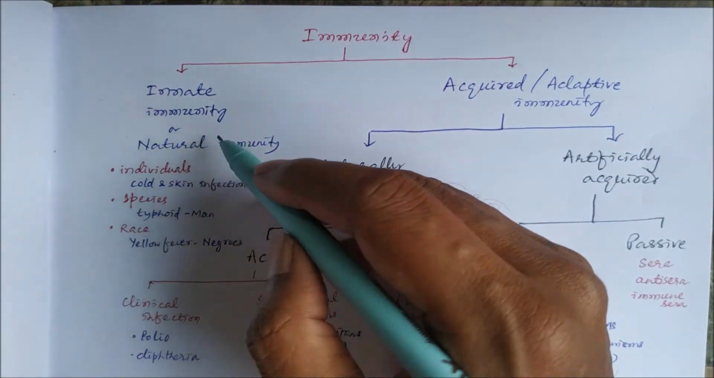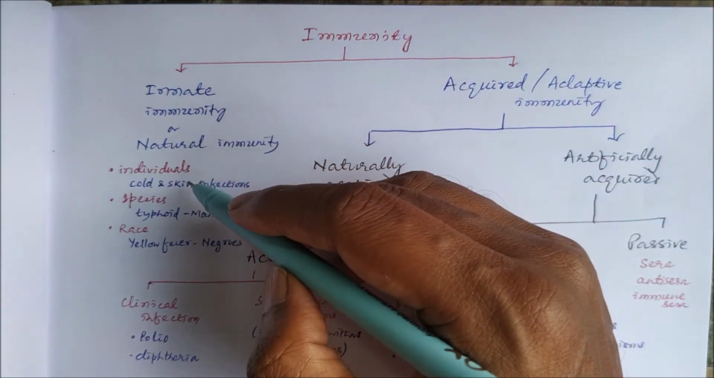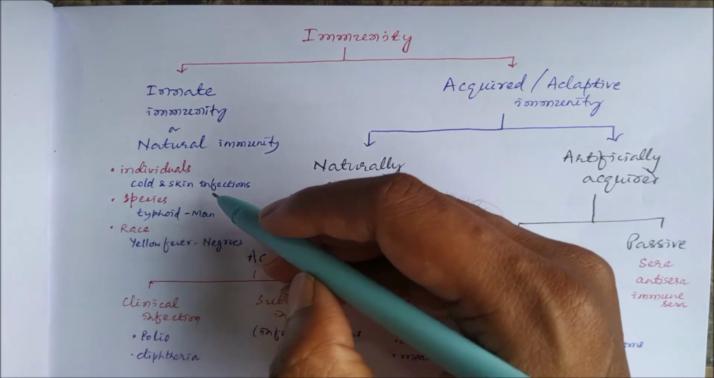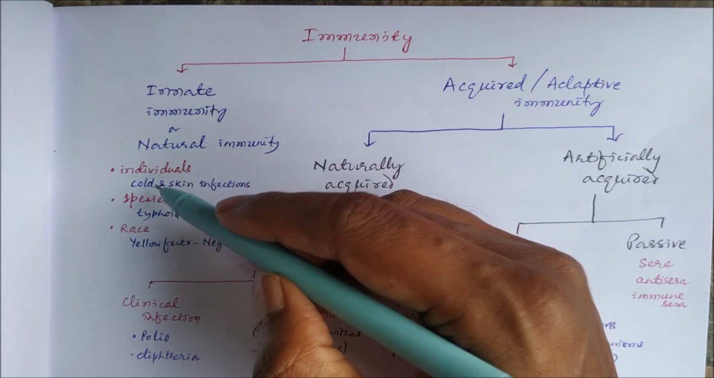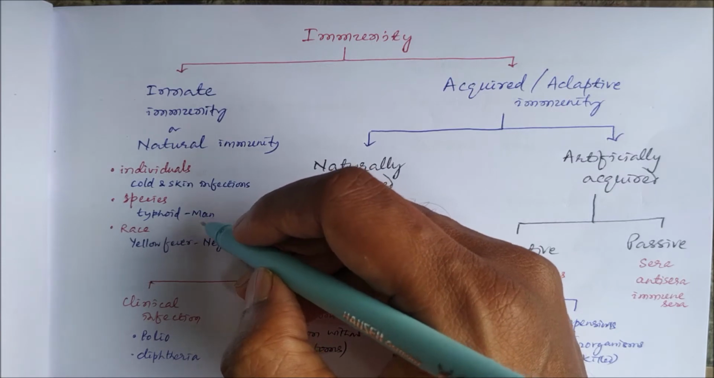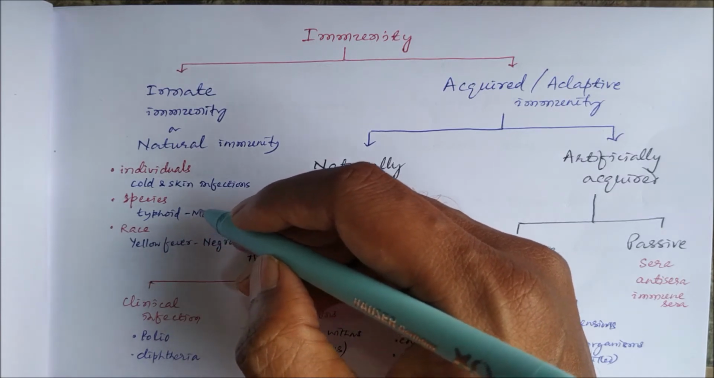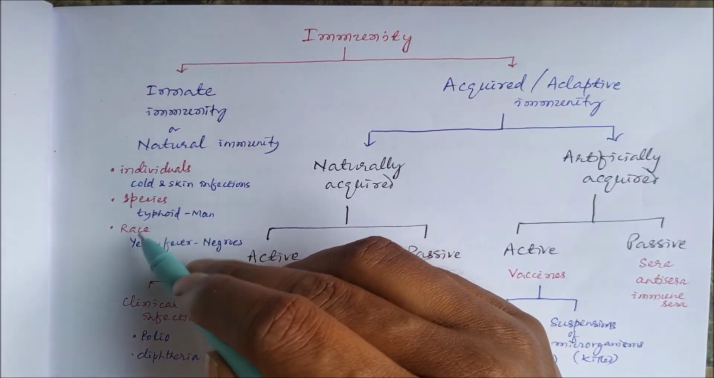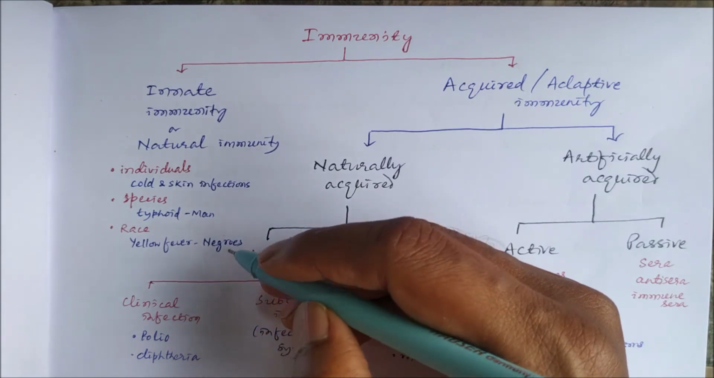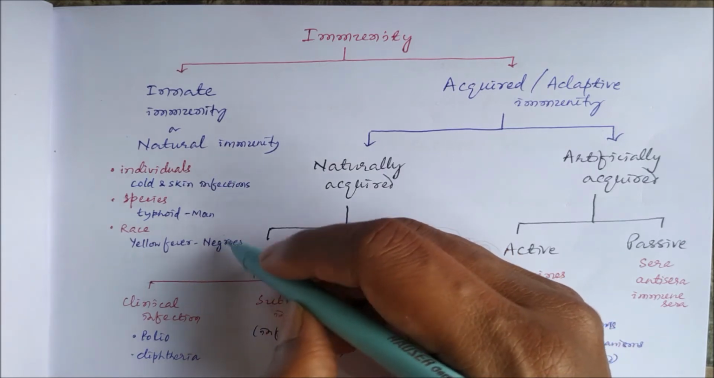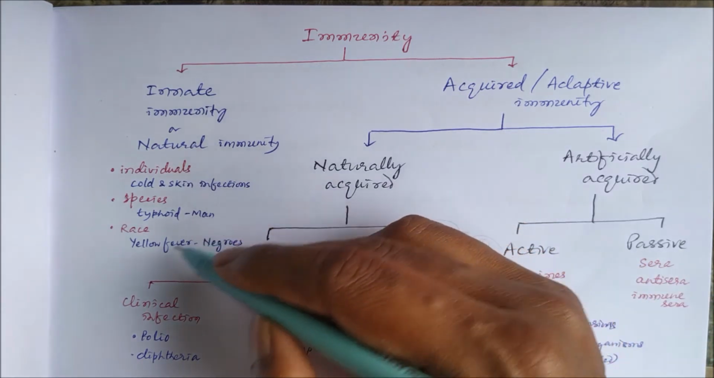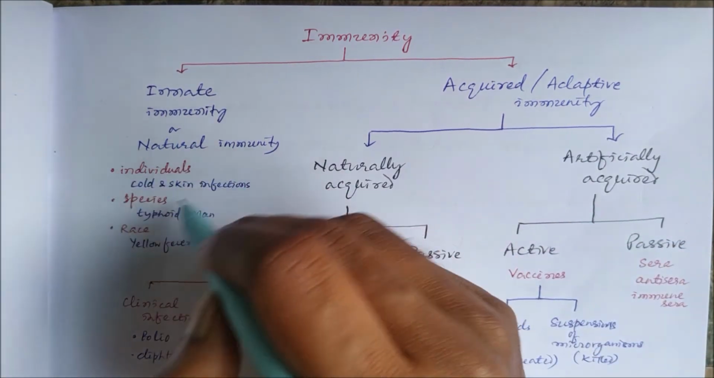Innate or natural immunity can occur at the individual level. For example, some individuals are resistant to cold and skin infections, whereas some individuals are very much prone to cold and skin infections. Similarly, at the species level, typhoid occurs in human beings, whereas typhoid does not occur in mice. Similarly, it can be racial. In yellow fever, Negroes are resistant to yellow fever, whereas in whites there is yellow fever. This is called natural immunity.